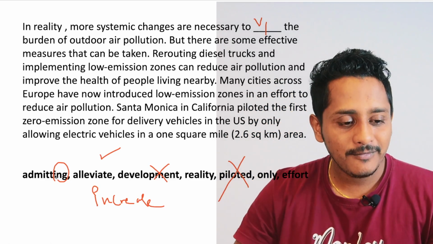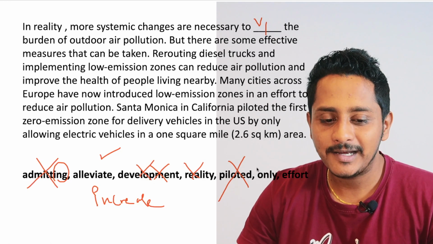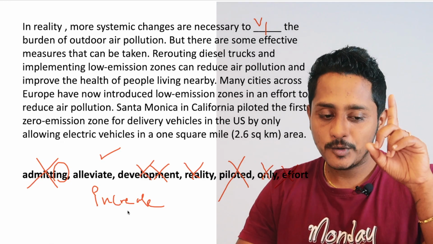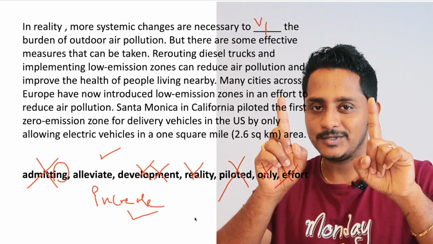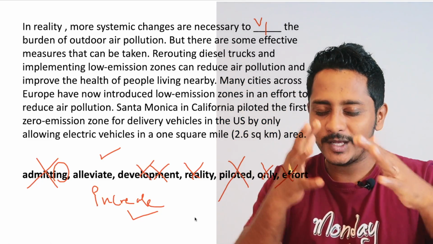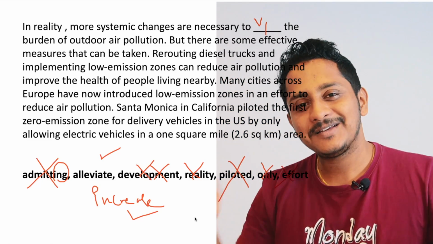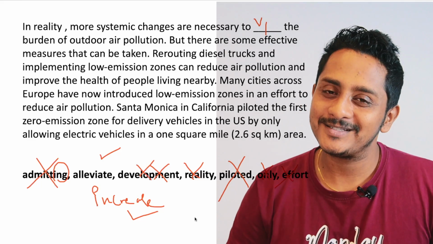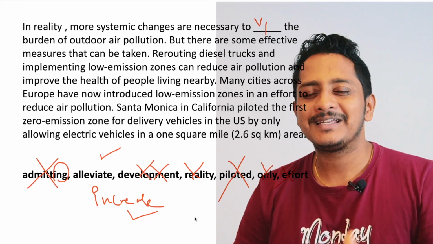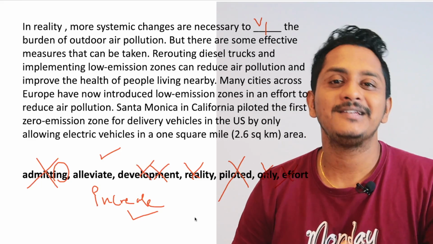Now what we did? We eliminated admitting, development, reality, piloted, only effort. We are only considering alleviate and increase. Of 7 to 8 options, we are now looking at only 2 options. Looking at 7 options is easy or looking at 2 options is easy? You give it a thought. That is what grammar does, and grammar knowledge will definitely help you.